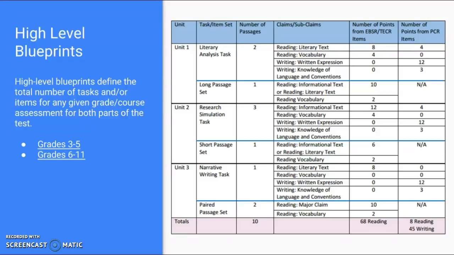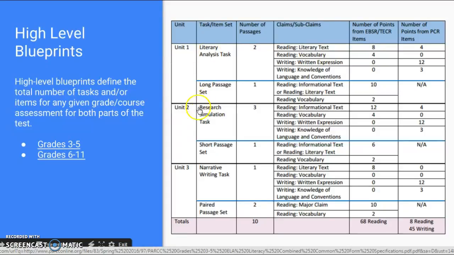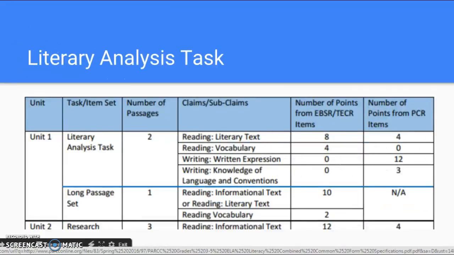What this document tells us is that there are 3 units on the test: a literary analysis task, a research simulation task, and a narrative writing task. For the literary analysis task, you can see that the students will initially read 2 passages, and they will be asked to respond to questions and prompts that elicit information about the student's current level of achievement with literary texts, vocabulary, written expression, and language usage. Students will also be asked to respond to EBSR questions and TECR questions.